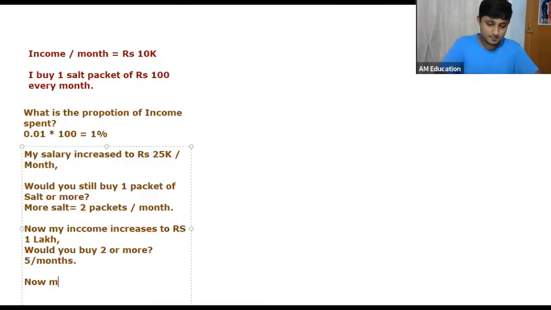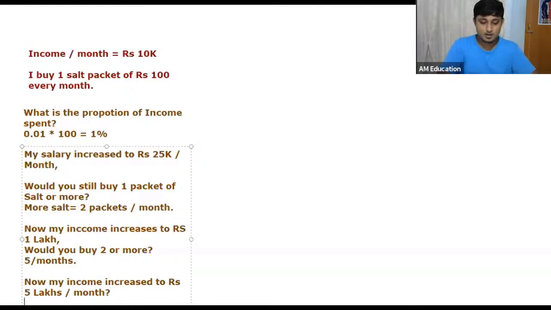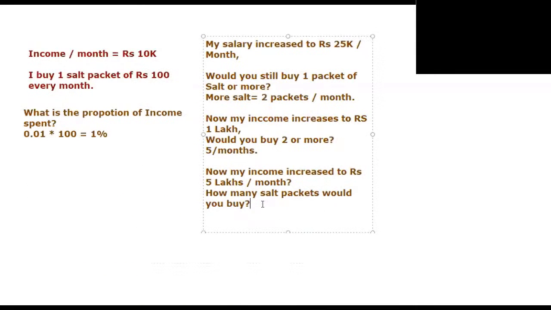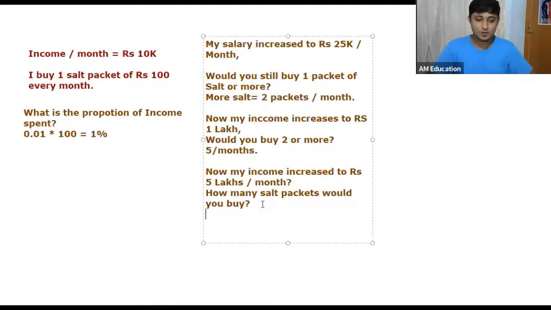Now my income increased to rupees 5 lakhs per month. Now, how many salt packets would you buy? Sir, I'll buy some more good quality of product of salt. You buy good quality of rice. Okay, cool. Assume this is good quality only. The 100 rupees is only the best quality that you can get.